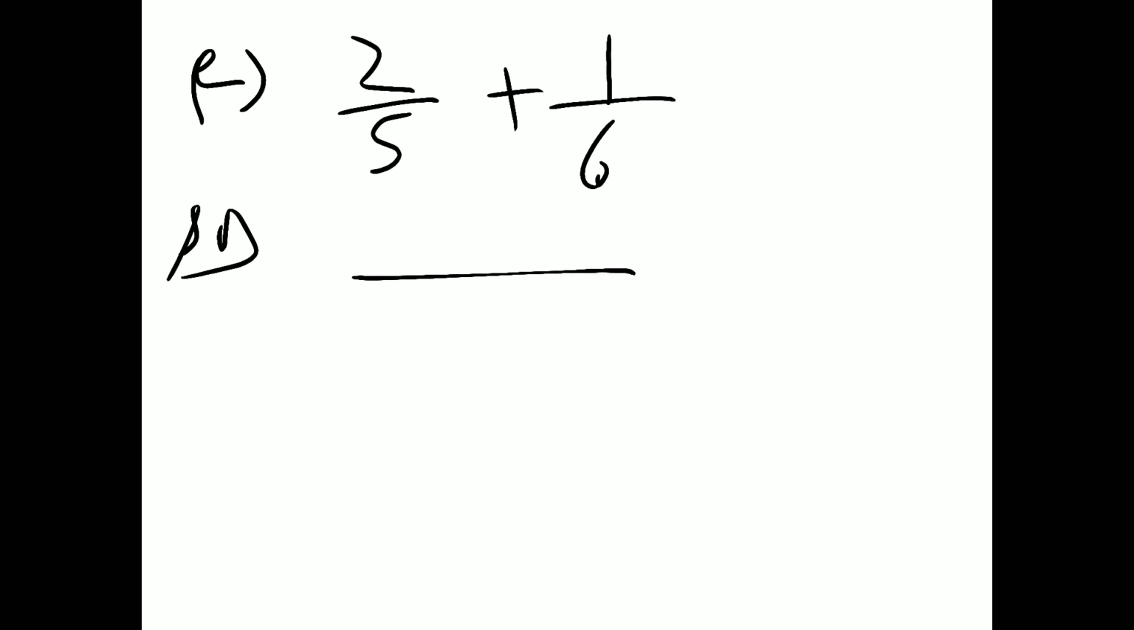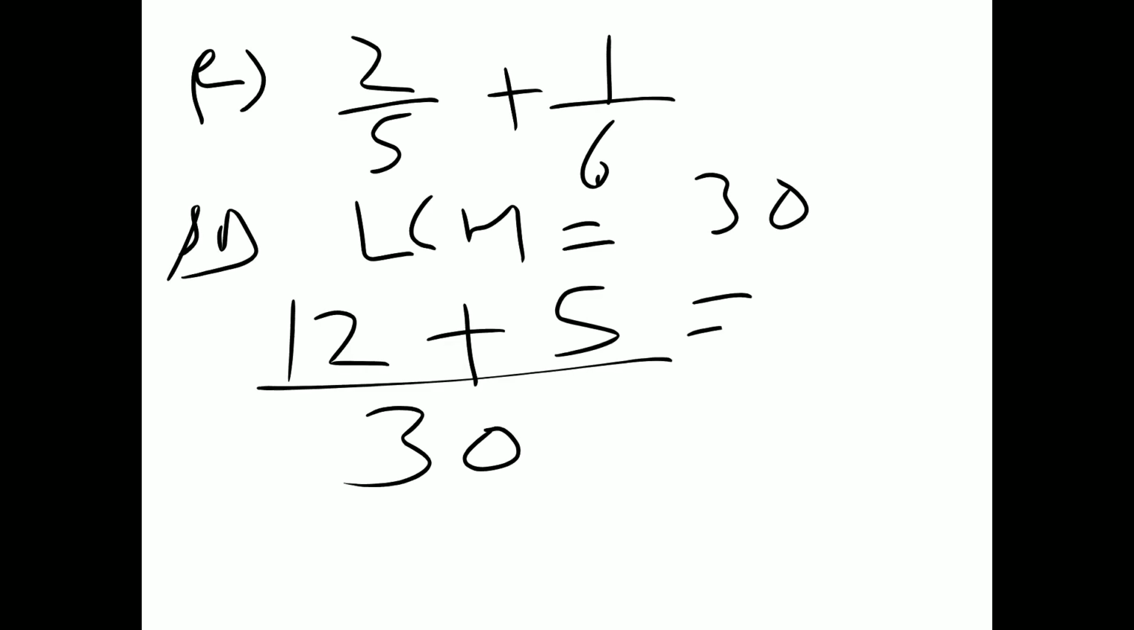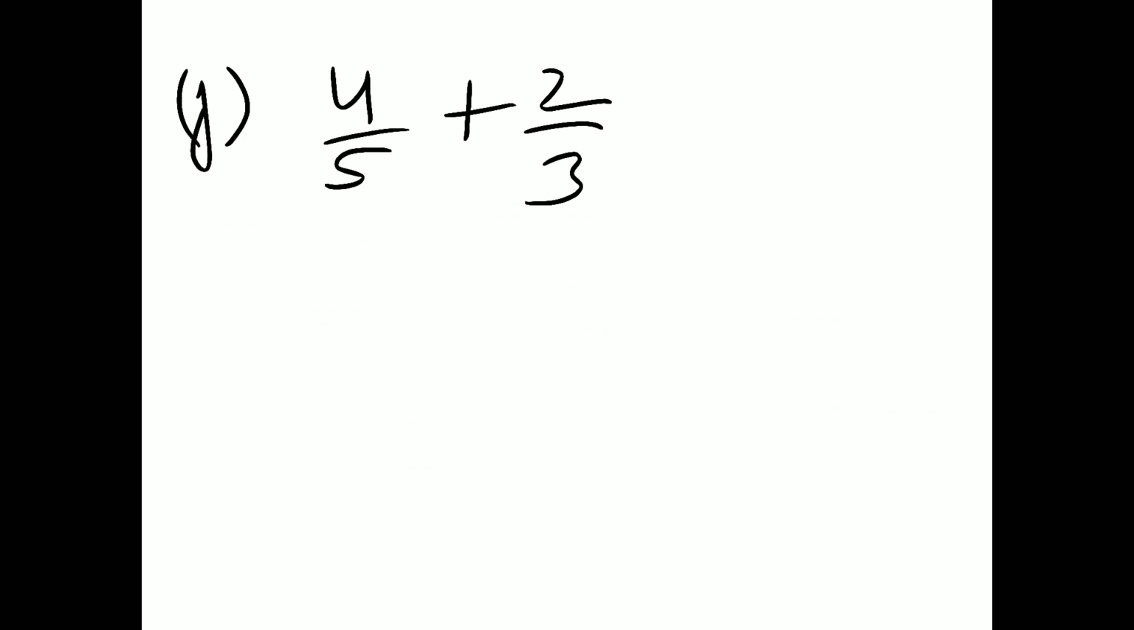Now E part is 2 by 5 plus 1 by 6. Again 5 and 6 do not come in one table, so you multiply them. So the LCM will be 30. 5 6s are 30. Now you write 30 down. In the 5 table, 30 comes at 6s are. So 2 6s are 12, plus in the 6 table, 30 comes at 5s are. So answer is 17 by 30. Clear? Now we do F part.